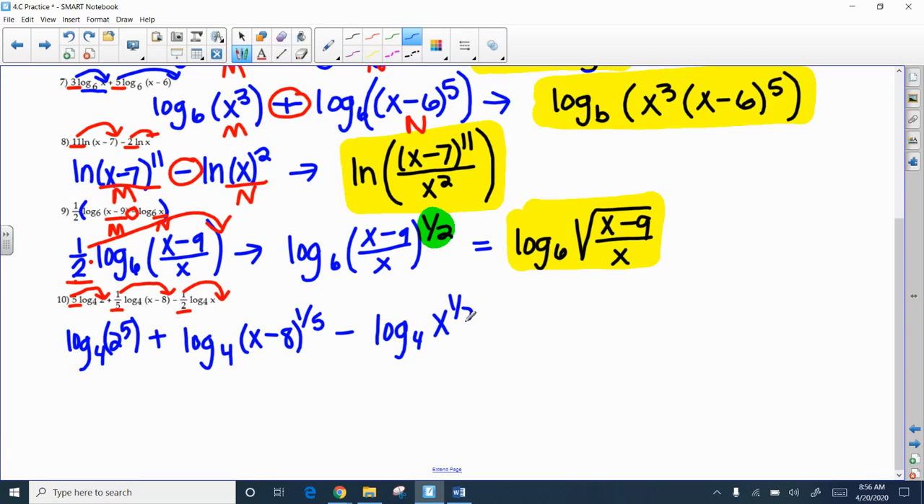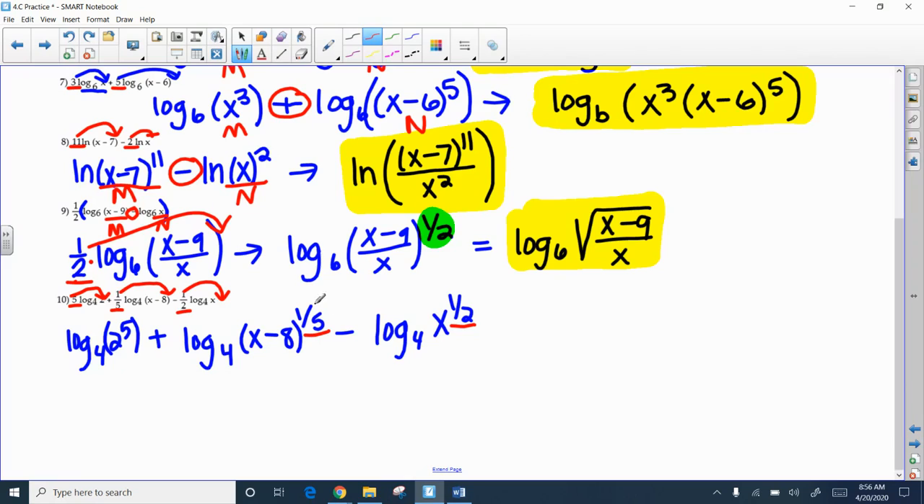Now, again, before I condense these, oh my gosh, that's my son playing with the chair, pushing it around. All right, before I condense these, I am going to deal with these fractional exponents.